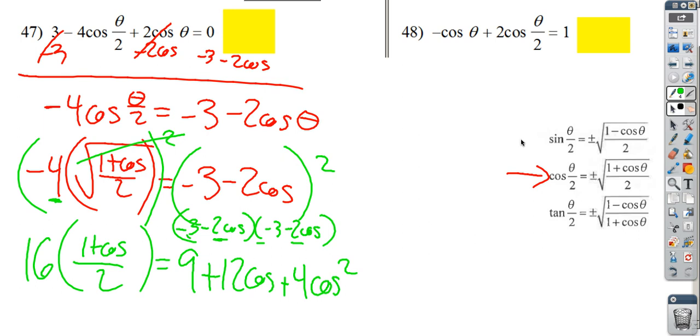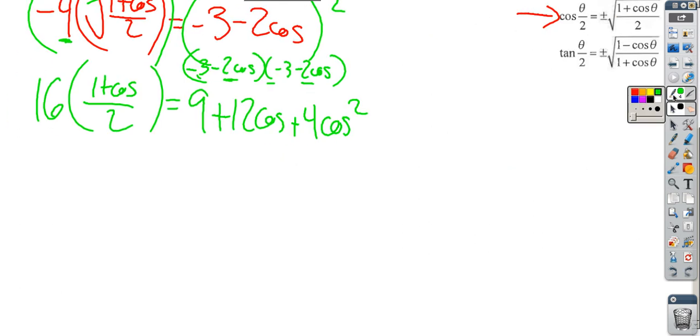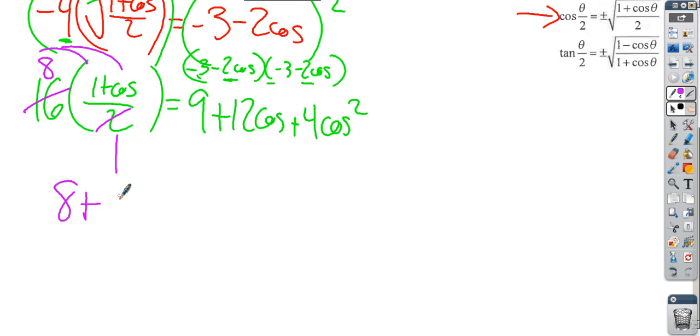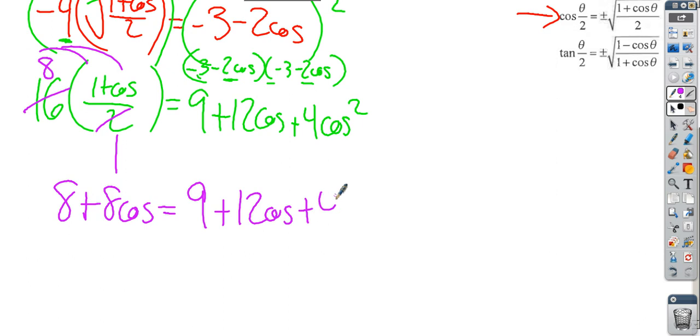Okay, so let's just start to clean this up a little bit more. So the 2 becomes a 1, and the 16 becomes an 8, and then we'll distribute, so we'll get 8 plus 8 cosine. And then we still have this thing on the other side. And we'll put that in standard form in just a sec. So let's subtract the 8 and subtract the 8 cosine.